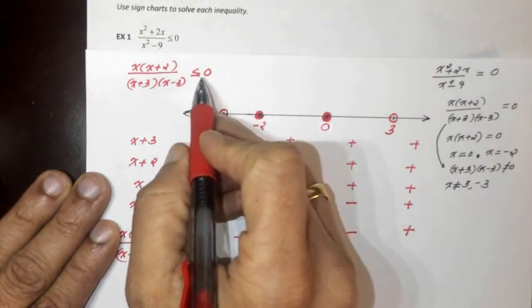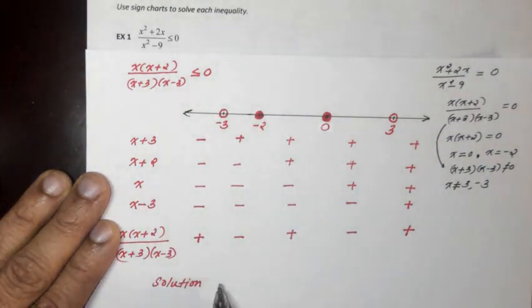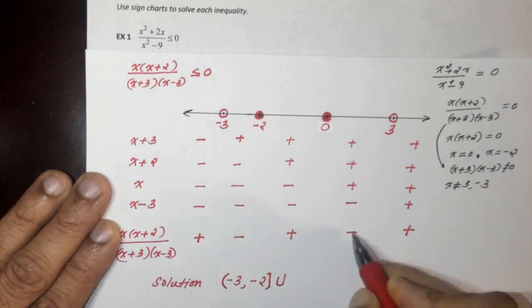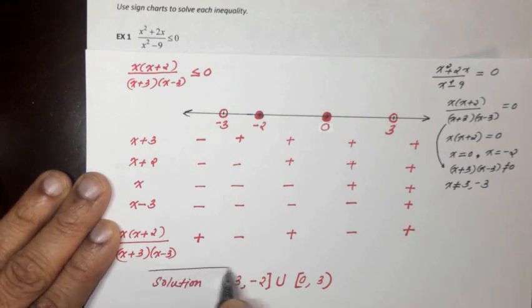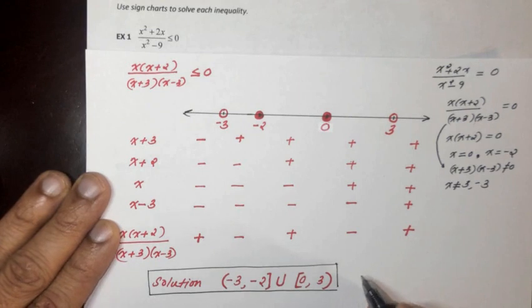Since the inequality is less than or equal to 0, we are looking at intervals with the negative signs. So the negative signs over here between -3 and -2, and we know -3 is exclusive, -2 is inclusive, union, and the negative comes over here, starting from 0 all the way up to 3. So it is 0 to 3. 0 is inclusive and 3 is exclusive. So the solution to the inequality x squared plus 2x divided by x squared minus 9 less than or equal to 0 is -3 to -2, which is -3 exclusive, -2 inclusive, union 0 to 3, 0 is inclusive, 3 is exclusive. Thank you.